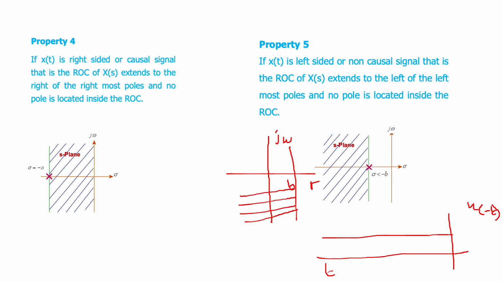Do you know the difference between the first one and the second one? Property 4 says that for a right-sided signal the ROC lies only on the right side. If the signal is left-sided, the region of convergence is placed on this side. Here sigma equals minus b, and here sigma is plus b. For both you will get the same result.